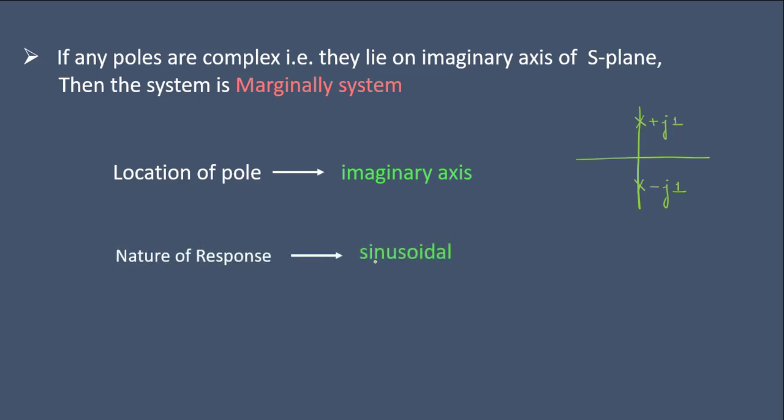And the nature of response was sinusoidal. So whenever we have poles on the imaginary axis, the nature of response will be sinusoidal, and whenever we have a sinusoidal nature of response, the system will be a marginally stable system.